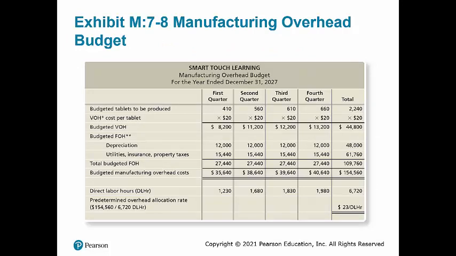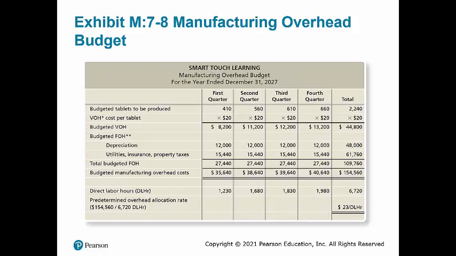Again, we start out with the number of tablets to be produced that we calculated in the production budget. We multiply the number of tablets by, first, the variable overhead cost per tablet, which is given to us in the problem. After we multiply that $20 times the number of tablets to be produced, we get the budgeted variable overhead, and we get that for each of the 4 quarters, and then we get a total.